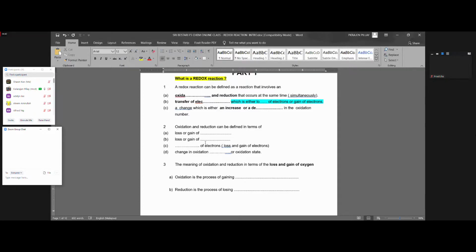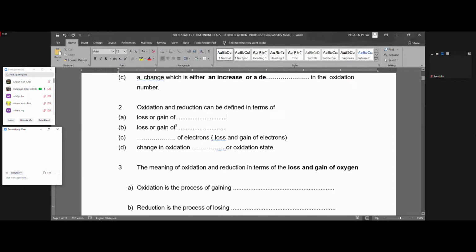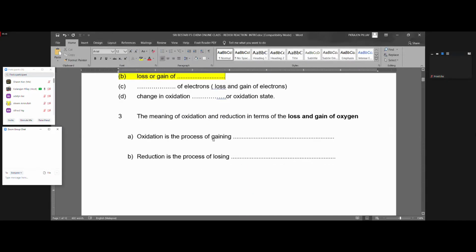I zoom in a bit. Okay. One more we're going to learn today also, loss or gain of hydrogen. Either you release, or you lose, or you gain hydrogen. Okay, C and D you can leave it also, because we'll do that next lesson. All right, I only want you to concentrate on these two today. Okay, we're looking at the loss or gain of oxygen and loss or gain of hydrogen. So let's go for this one first today. This is what we're learning today. The meaning of oxidation and reduction in terms of loss or gain.